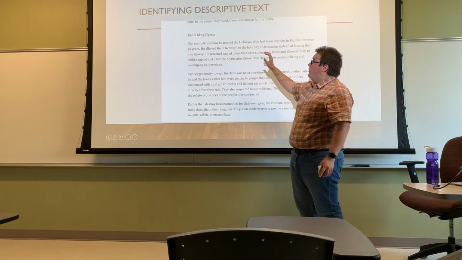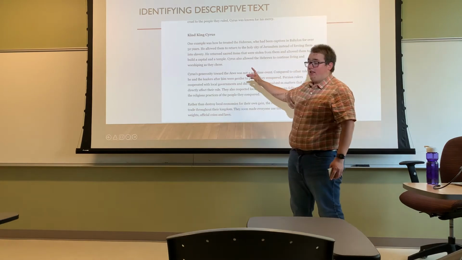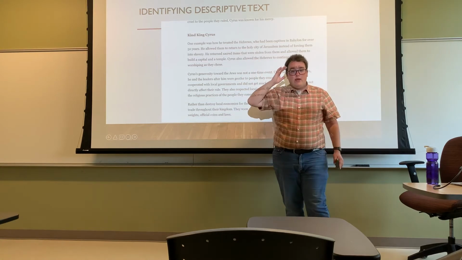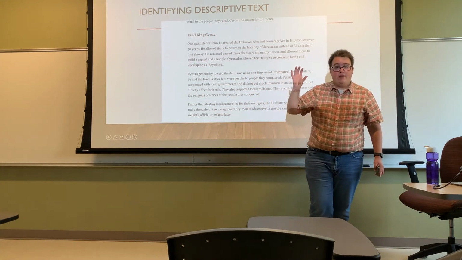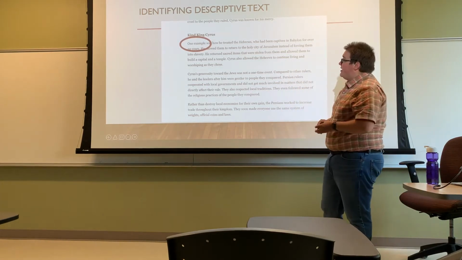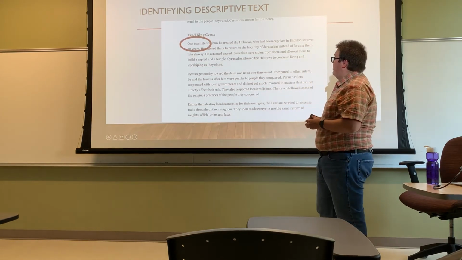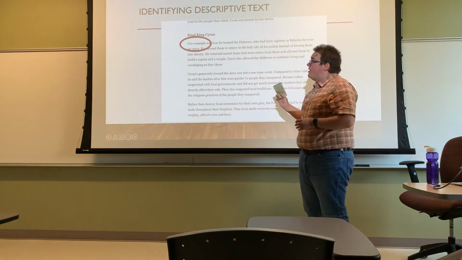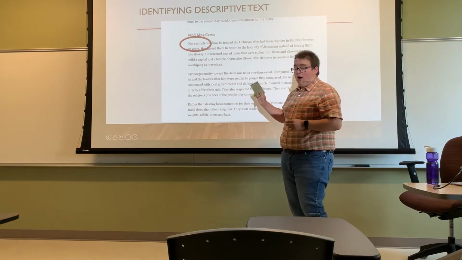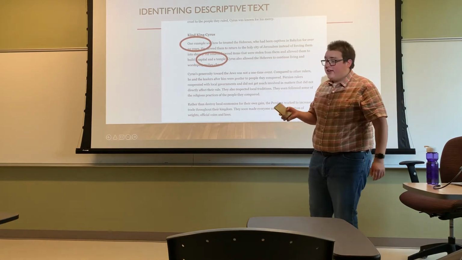And it says, one example was how he treated the Hebrews, who had been captives in Babylon for over 50 years. So I'm seeing that and I'm thinking, okay, this is talking about King Cyrus. So maybe King Cyrus will be my heading, my subsection, and my first fact might be that example of how he was kind to the Hebrew people. He allowed them to return to the holy city of Jerusalem instead of forcing them into slavery. He returned sacred items that were stolen from them and allowed them to build a capital and a temple. So that also sounds really important. So I'm going to circle that as well as a fact that I might want to come back to later.